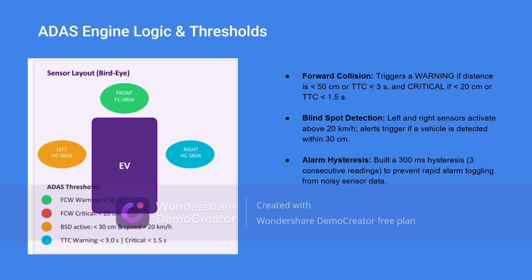And it will show blind spot detection. Left and right sensors activate above 20 km per hour. Alert triggers if a vehicle is detected within 30 centimeter. Also, alarm hysteresis is built in: a 300 millisecond hysteresis, three consecutive readings, to prevent rapid alarm toggling from noisy sensor data.